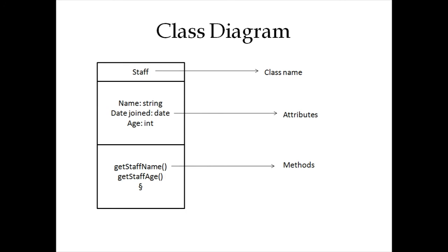Class diagram. We've seen this before, right? Remember the orange? A class has a name, attributes encapsulated within, and methods. Methods are always ended with brackets. The section sign at the bottom indicates that there is more data in the class, but it's irrelevant to the topic.